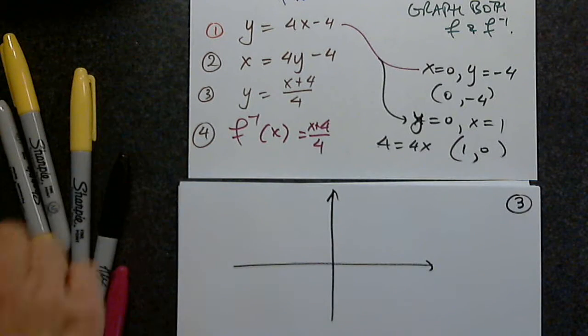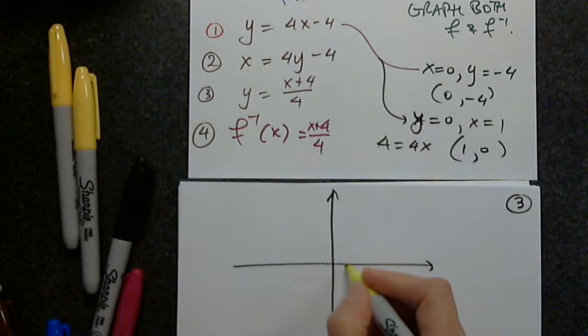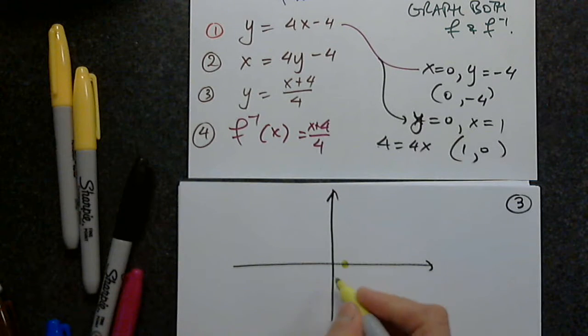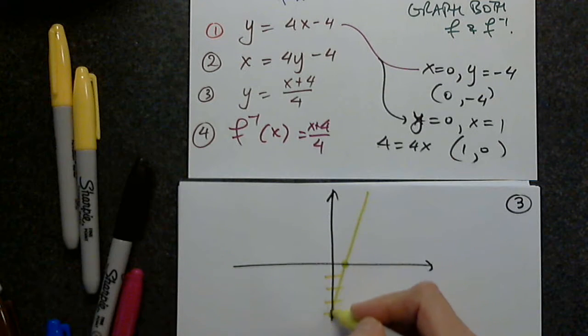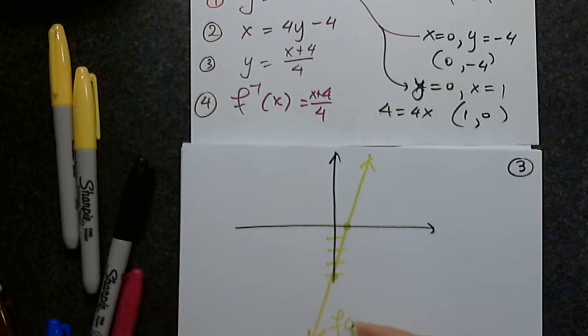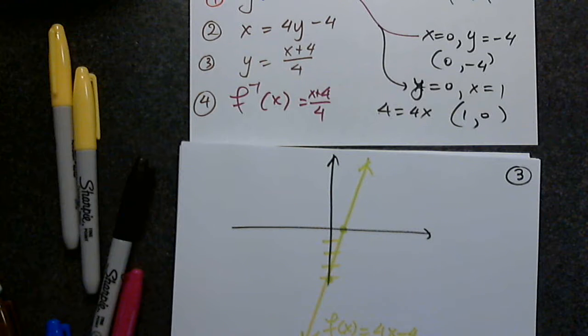I have two ordered pairs to plot. One is (1, 0), and the other one is (0, -4). I graphed f(x) = 4x - 4. The problem is asking us to graph both on the same coordinate system. Without any calculations, can anyone give us two ordered pairs that will help us graph the inverse function? The x and y-intercepts.